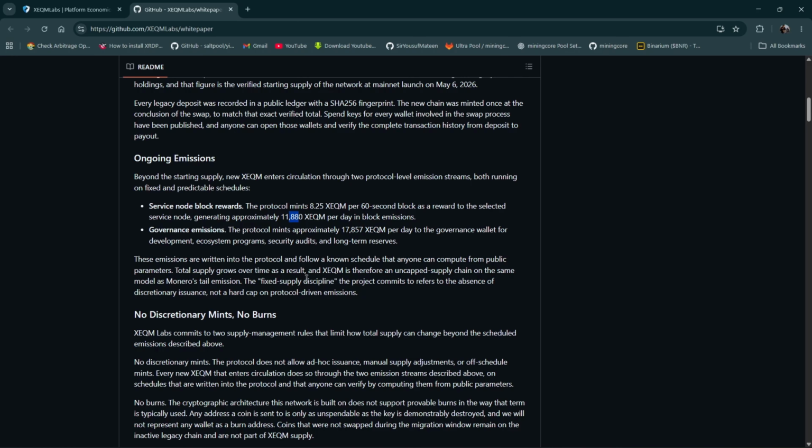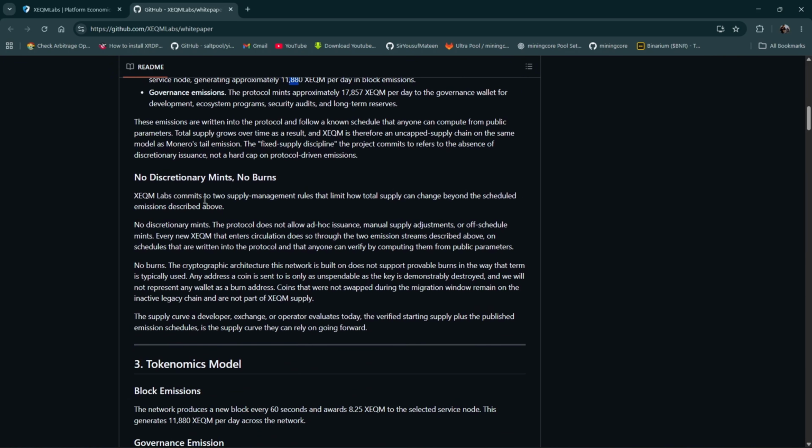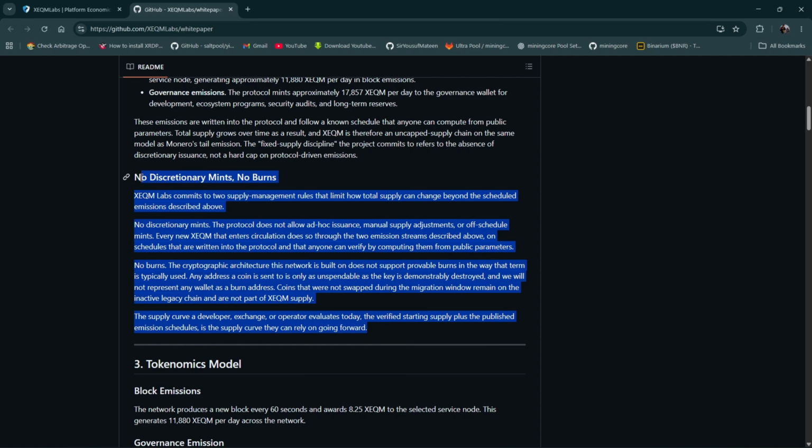Total supply grows over time as a result, and XEQM is therefore an uncapped supply chain, on the same model as Monero's tail emission. The fixed supply discipline the project commits to refers to the absence of discretionary issuance, not a hard cap on protocol-driven emissions. Okay, so I hope that's clear right now about the tokenomics. I think in part 1 we didn't go that deep into this matter. So no discretionary issuance means no burns. XEQM Labs commits to that. Yeah, we have read this in part 1 also.